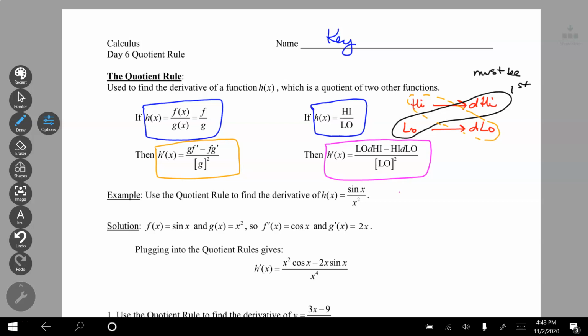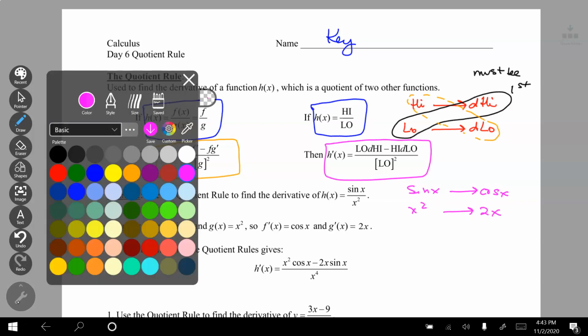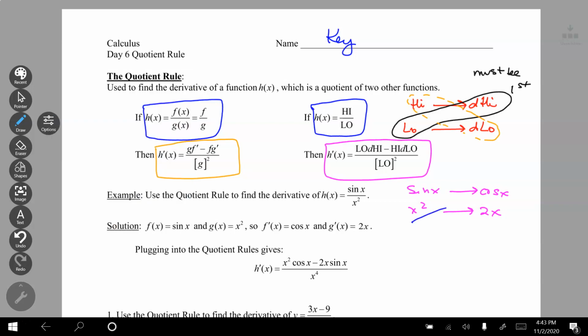As an example, sine of x, its derivative is cosine of x. X squared, its derivative is 2x. I've set that up. I'm going to do this crisscross first. Notice we have subtraction in the middle this time, not addition. Product rule has a plus. Quotient rule is subtraction.